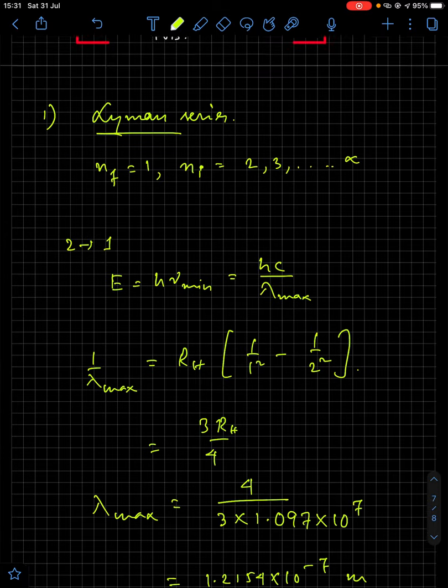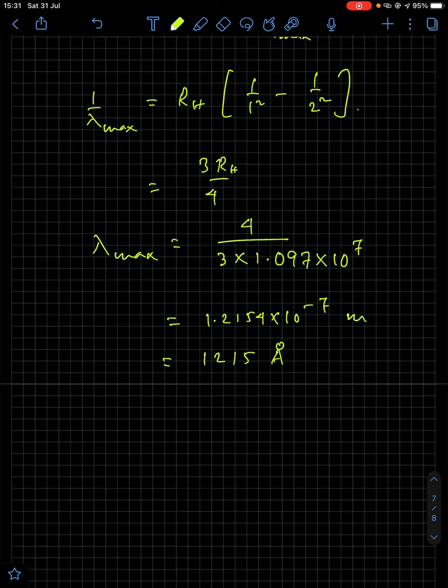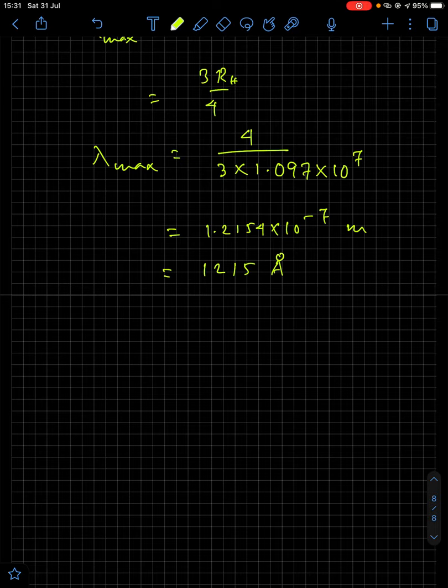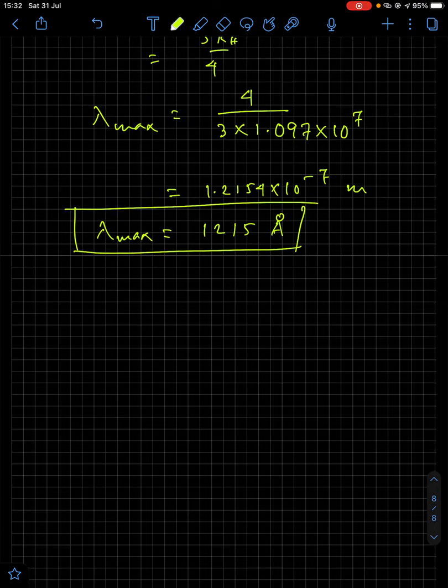We previously I might have written 1216. So for convenience of calculation we at times use it as 1216. However it doesn't matter, you write down 1215 or 16, it will matter at a very negligible scale. So the maximum wavelength value is this.